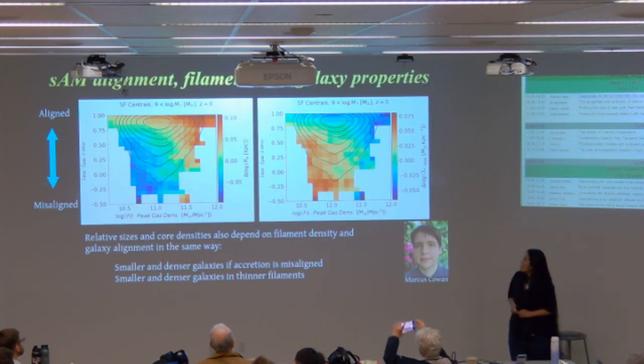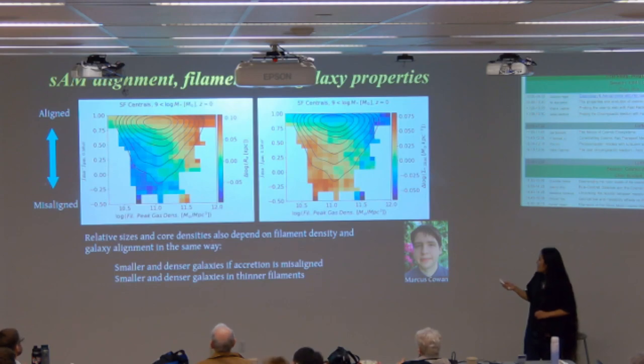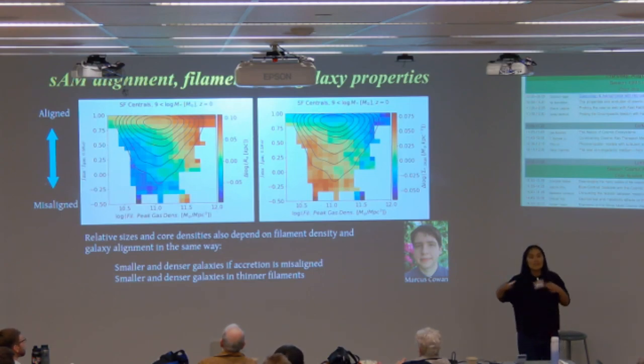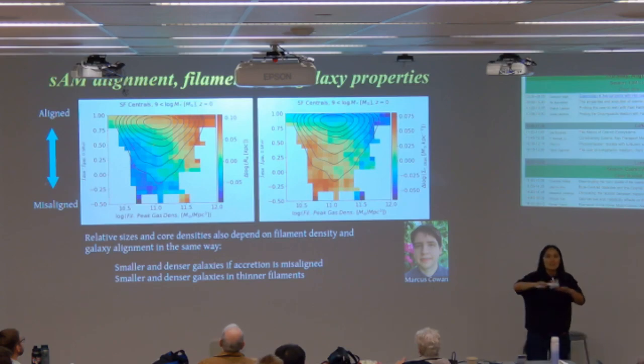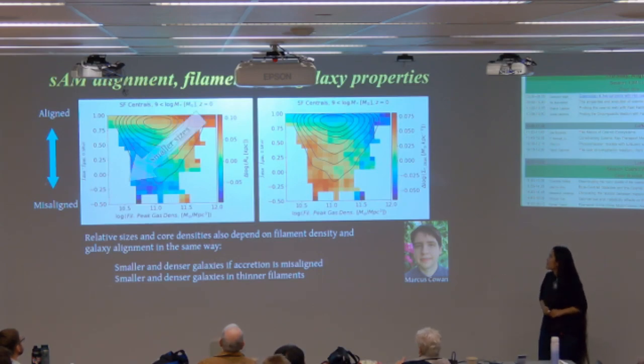And lastly, we have the alignment versus density, color-coded by the size of the galaxy specifically. Okay, so this is the relative size. We've already taken out the mass dependence. And this is the relative core density, taking out the mass dependence. And what we get is exactly what we expect.